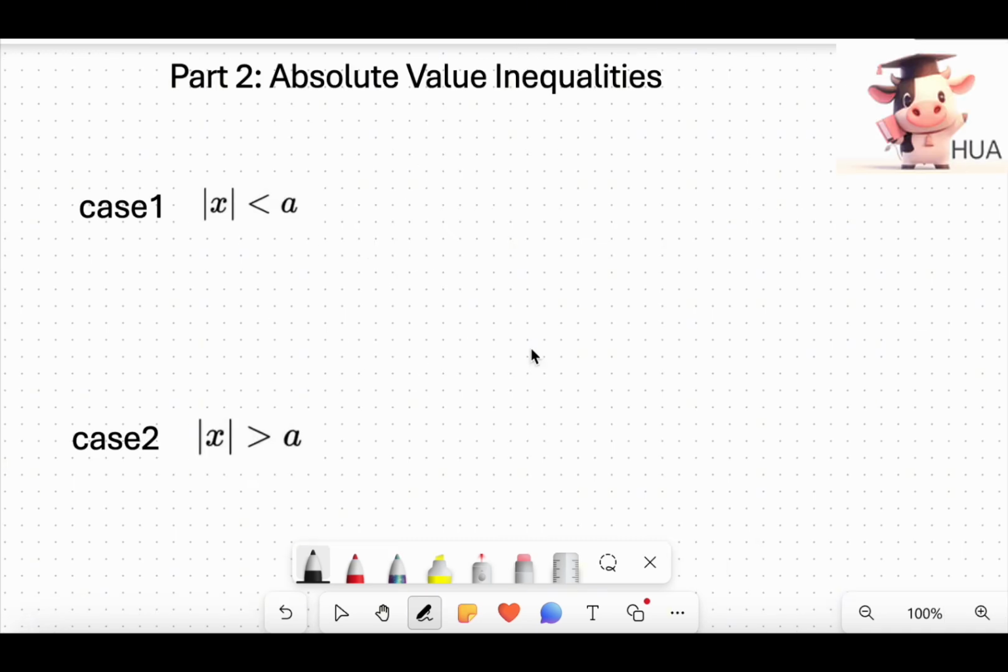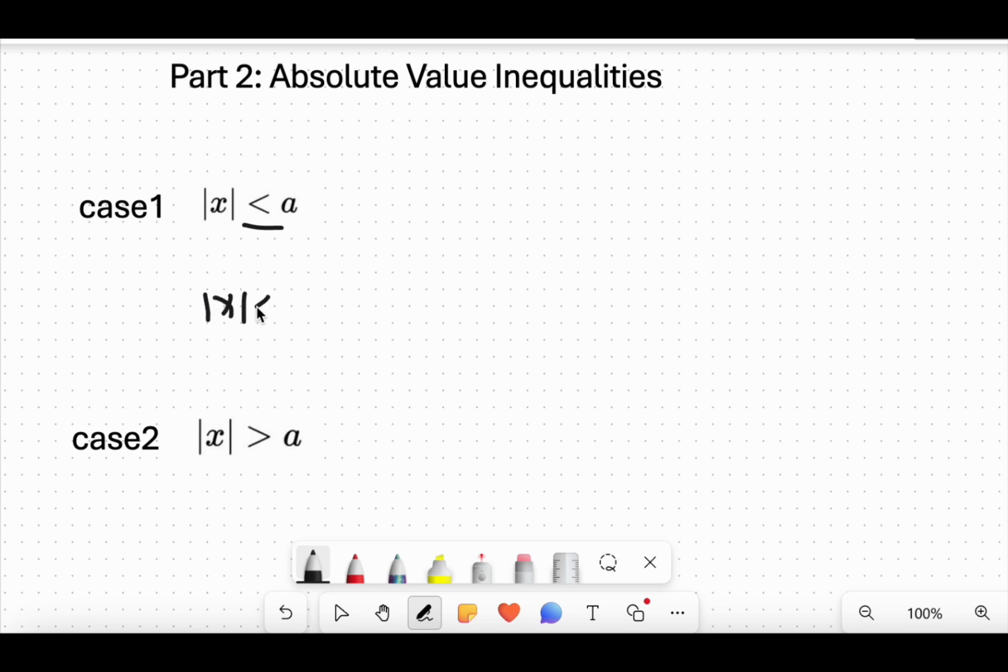Now we begin with part 2, absolute value inequalities. I will give two cases. One is the absolute value of x is less than a. Case 2 is the absolute value of x is greater than a. So we follow case 1. In this case 1, this means the number is within a certain range. We can give an example.